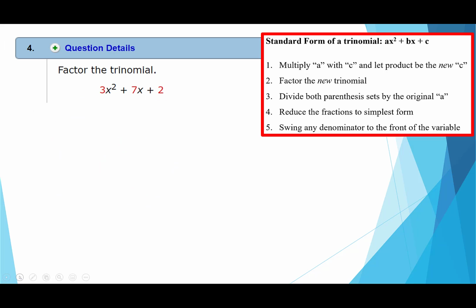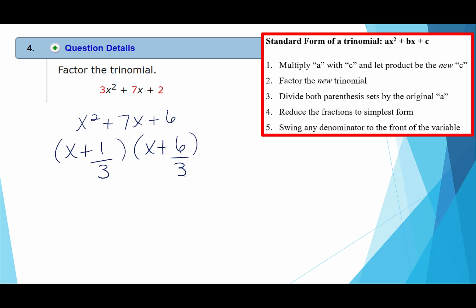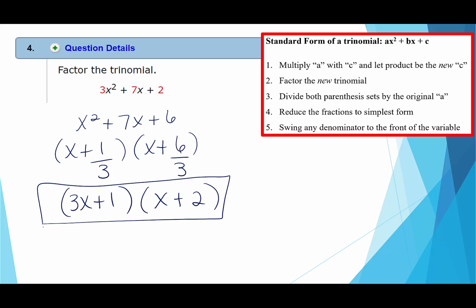Okay, next. This one, the instructions say factor the trinomial. And so we will just follow these steps again. This will be x squared plus 7x plus 6. If we factor that trinomial, it's x plus 1 and x plus 6. Now we'll divide both parentheses by the original a. Simplify any fractions. The first one does not simplify, so we'll move that denominator to be the coefficient of the variable, and those factors make up your final answer. And it doesn't matter in which order you type those factors into WebAssign.